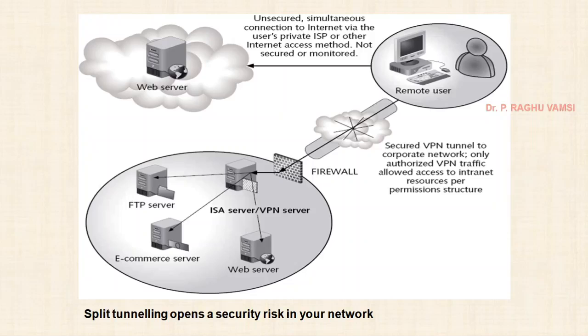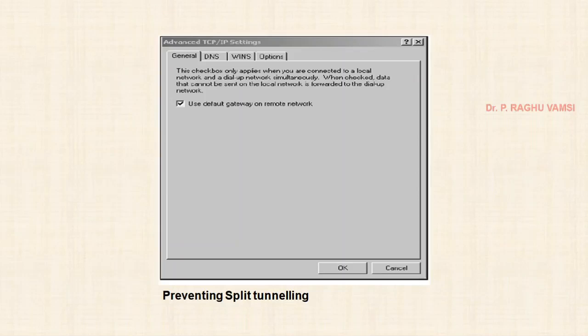So what to do then? We need to use dedicated tunneling. You can go to the TCP/IP settings of Windows, where you can disable this split tunneling. So only dedicated tunneling will be maintained. So you can go for preventing split tunneling like this.